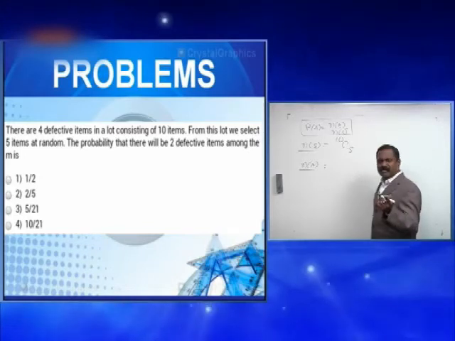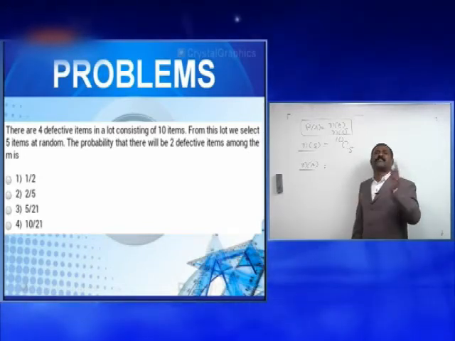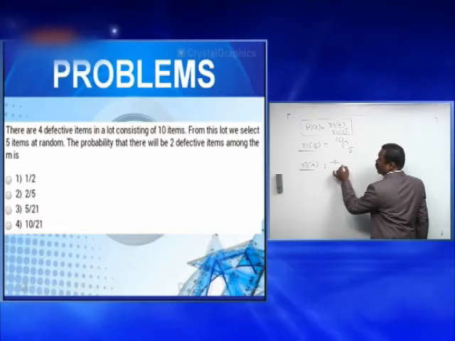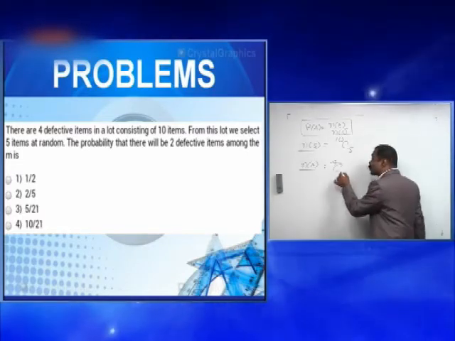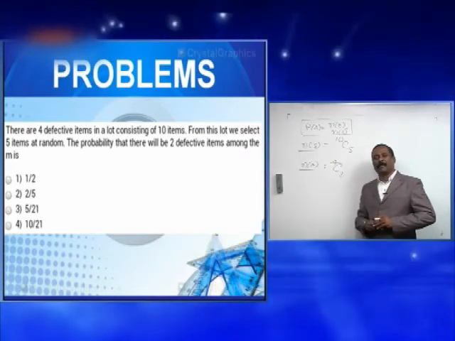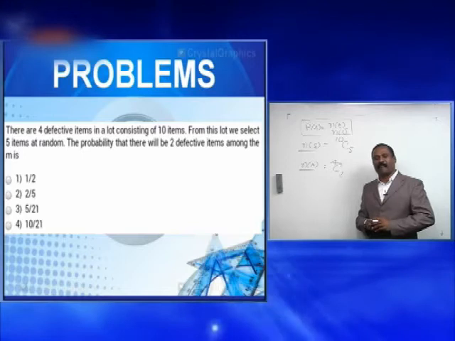So how many defective items are there? You can go through the beginning of the problem. 4 defective items are there. From 4, how many can be chosen? How many should be chosen? We need 2 defective. 4C2, the first operation performed, that is the restriction fulfilled.